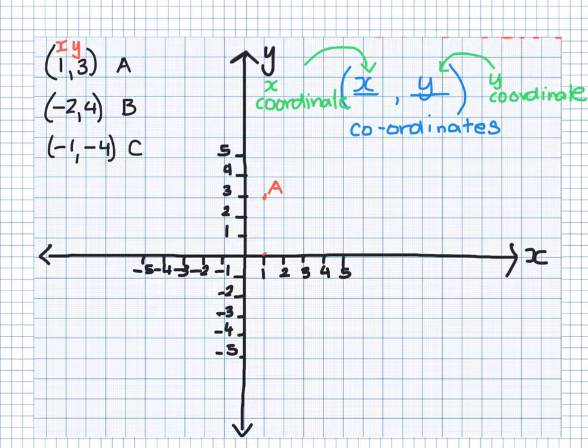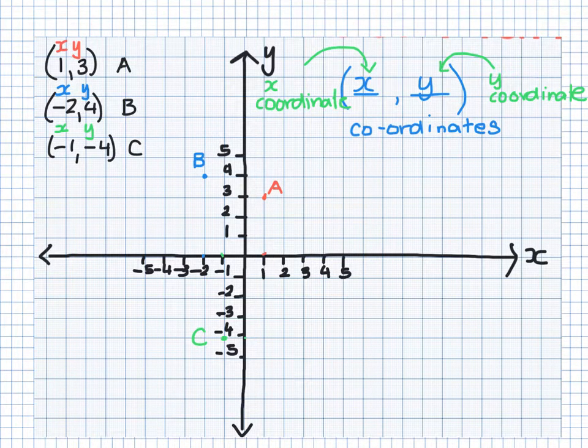Okay, so now the second point, which is point B, the first coordinate is always X. So for X I need to find -2, and here it is. And then I need to find 4. So 4 is going to be above, because it's a positive number. And I'm going to label that as B. And finally the last one, (-1, -4). So I start at -1 and I go down to find -4. And put a dot there, and that's going to be my point C.